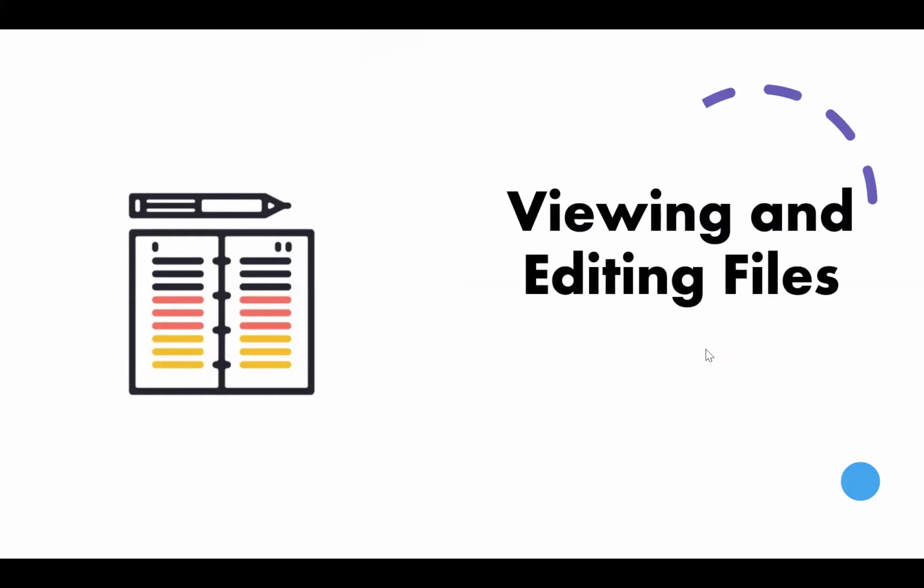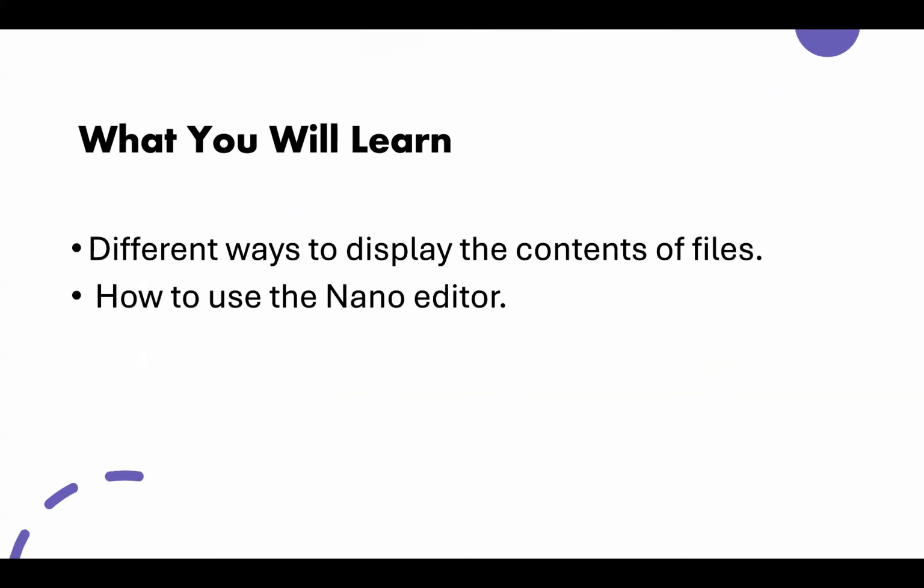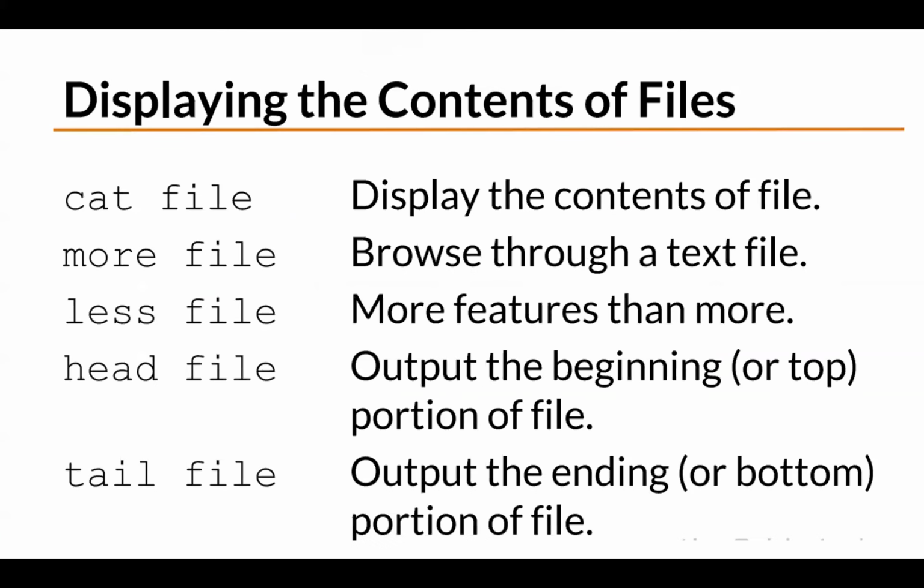In this lesson, we'll look at different ways to display the contents of a file and how to use the Nano editor. You can use the cat command to display the contents of a file. The more command will allow you to browse through a file or page through a file. The less command is like more except it has more features.